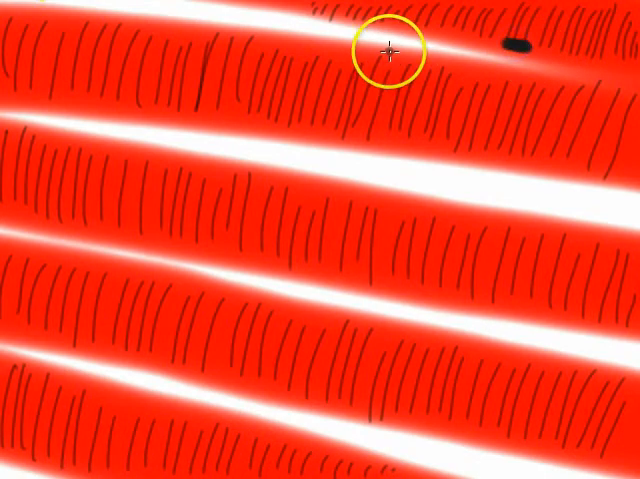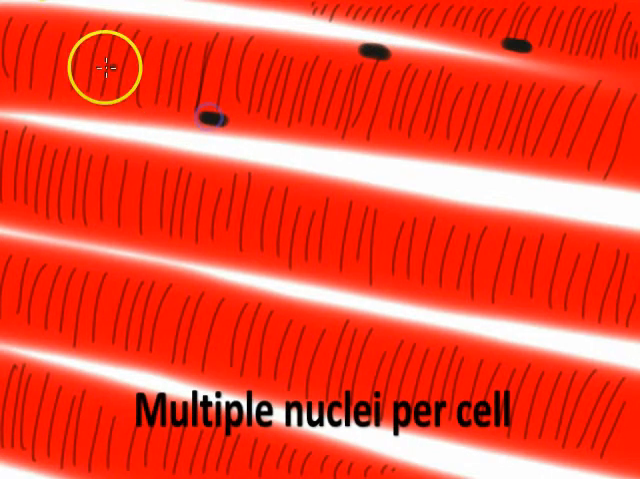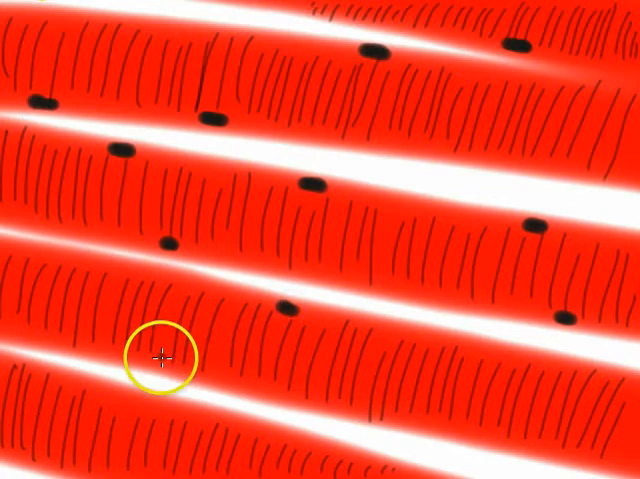A unique trait of skeletal muscle tissue is the presence of multiple nuclei per cell, and I'm drawing these now in each of the fibers. And one search image to keep in mind is their location at the peripheral edge of the cell membrane. They can be found either at the top or the bottom throughout the muscle fiber.